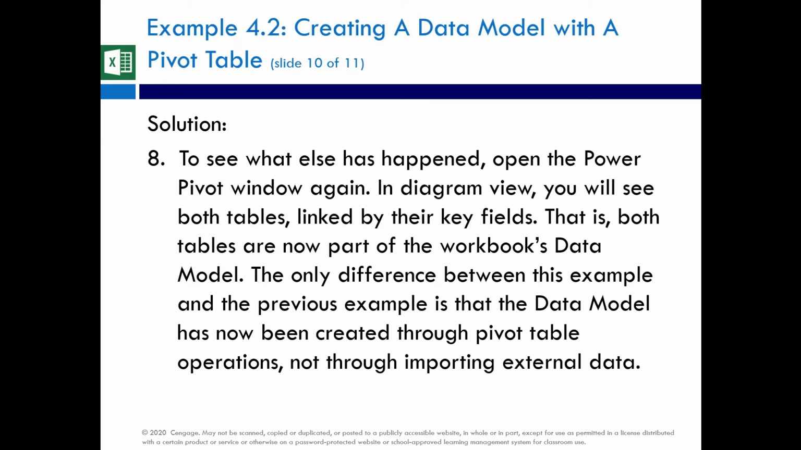Solution: to see what has happened, open the Power Pivot window again. In diagram view, you'll see both tables linked by their key fields. That is, both tables are now part of the workbook's data model. The only difference between this model and previous examples is that the data model has now been created through the pivot table operation, not through importing an external source.